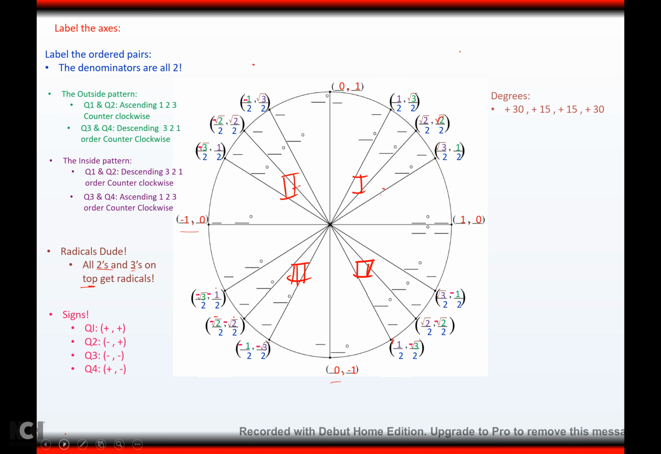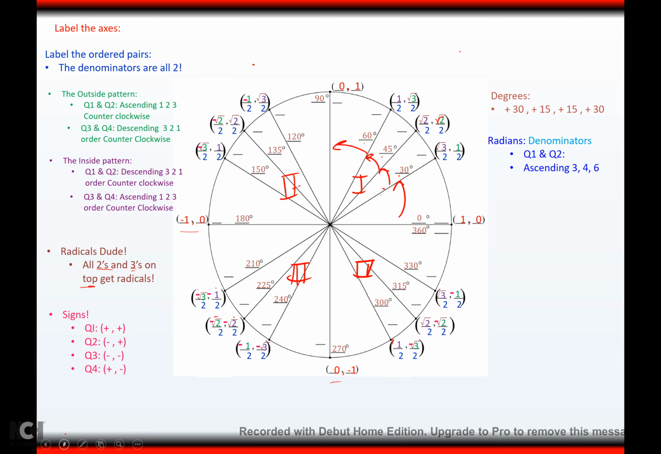And then we've got to do our degrees. You add 30, 15, 15, 30, all the way around. So starting at 0, add 30, add 30, add 15. Add 30, add 15, add 15, add 30. And you just keep doing that. Add 30, add 15, add 15, add 30.